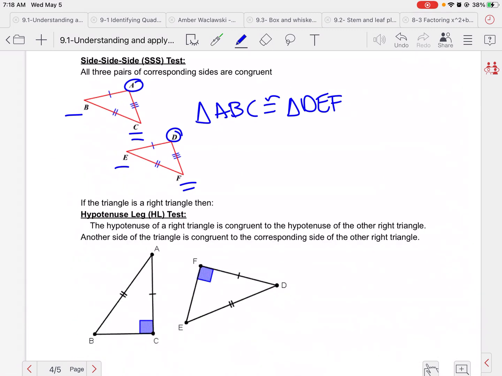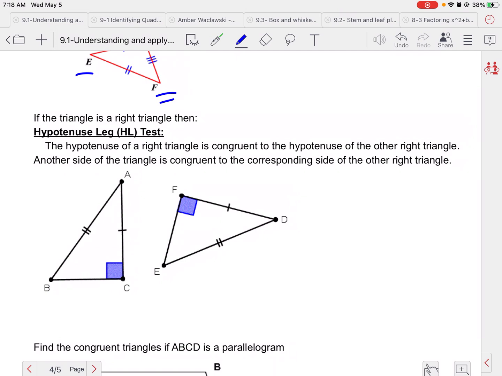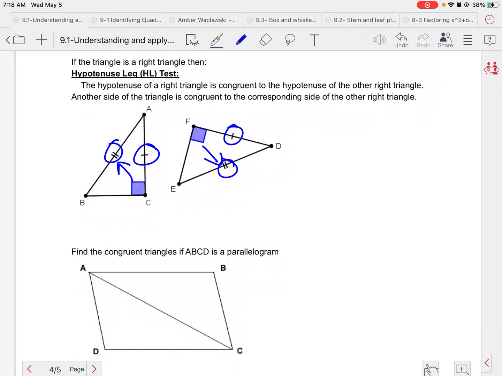There's a special one. If we have a right triangle, we have what's called the hypotenuse leg test. Remember, the hypotenuse is the side across from the 90-degree angle. So if the side across from the 90-degree angle are both congruent and another side is congruent, then we can say the whole triangle is congruent without having another angle. Basically, this is side side angle, so we know that we can't really use that one, but this is a very special case with the 90-degree angle.